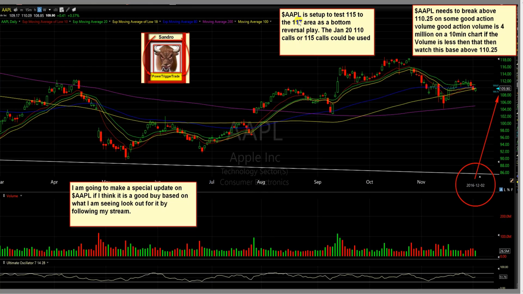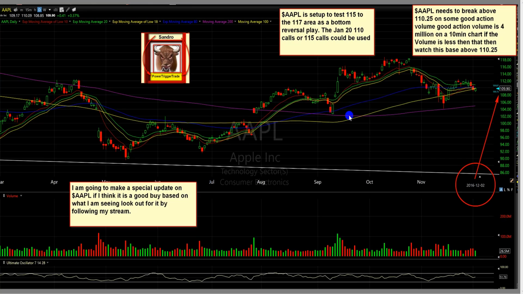All right, Apple is set up to test the 115 to 117 area as a bottom reversal play. The January 20th 110 calls or 115 calls could be used. Apple needs to break above 110.25 on some good action volume. Good action volume is 4 million on a 10-minute chart. If the volume is less than that, watch the space above 110.25 and look for power towards 110.75 to 111. Now, I'm going to explain more in depth here.